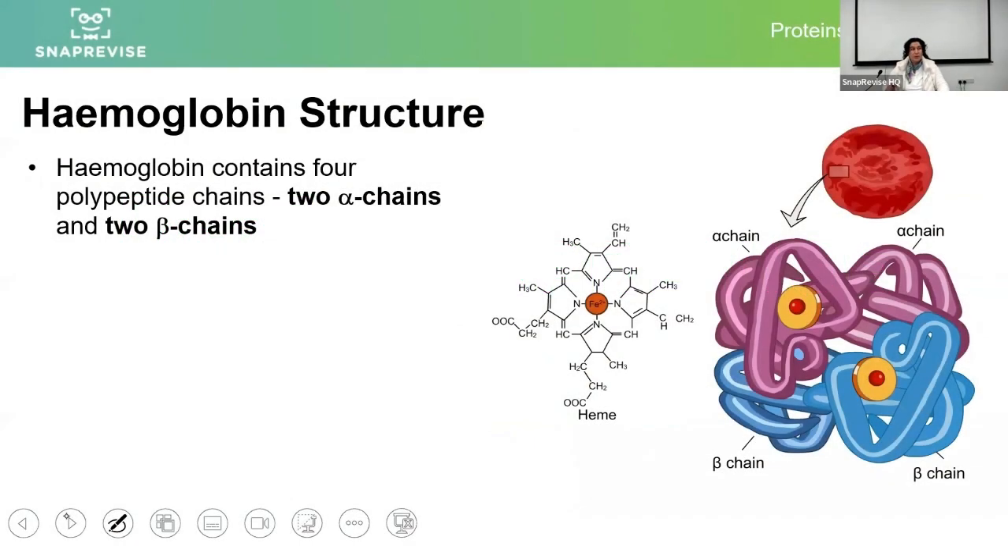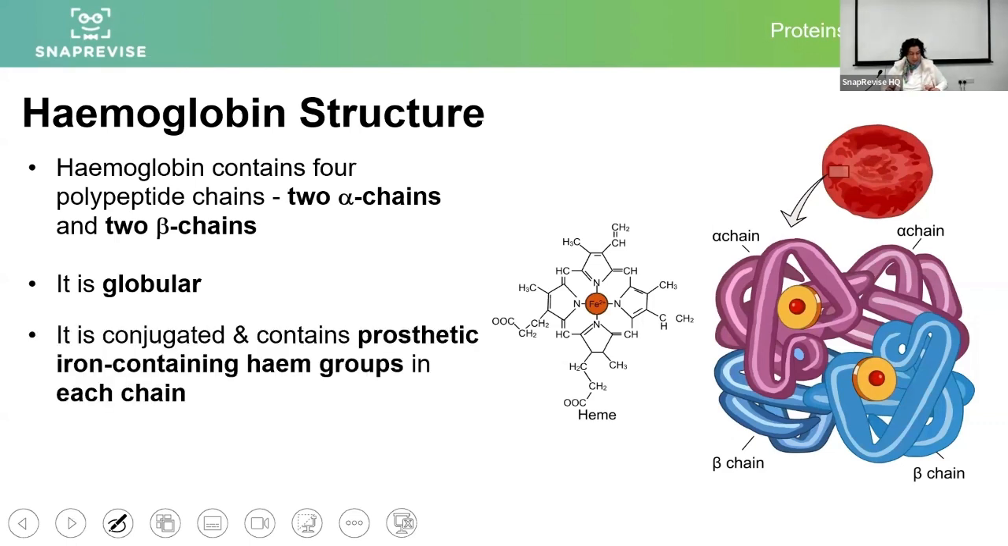Hemoglobin is an example of a protein with quaternary structure, so it contains more than one polypeptide chain, namely 4. 2 of them are alpha chains and 2 of them are beta chains. It is, of course, a globular protein. It has a roughly spherical shape, and it is conjugated to the prosthetic group that we said is called heme.